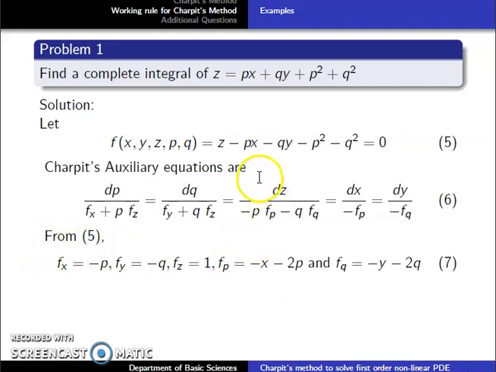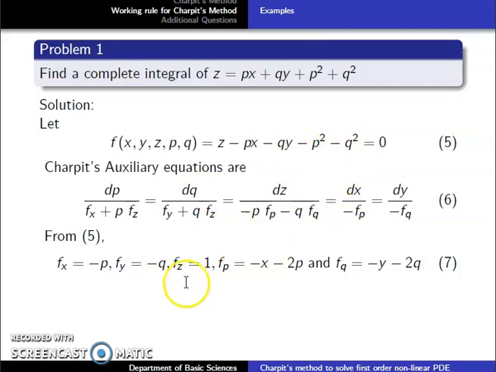Now, from equation 5, we can find the partial derivatives. Now, fx means partial derivative with respect to x regarding the remaining variables as constant. So, with respect to x, derivative of z is 0, derivative of minus px is minus p, derivative of qy, both are constant, so it is 0, derivative of p square 0, derivative of q square 0, so fx is minus p. Now fy, differentiation with respect to y regarding the remaining terms as constant. So you get derivative of z 0, derivative of px 0, derivative of minus qy is minus q, remaining 0.